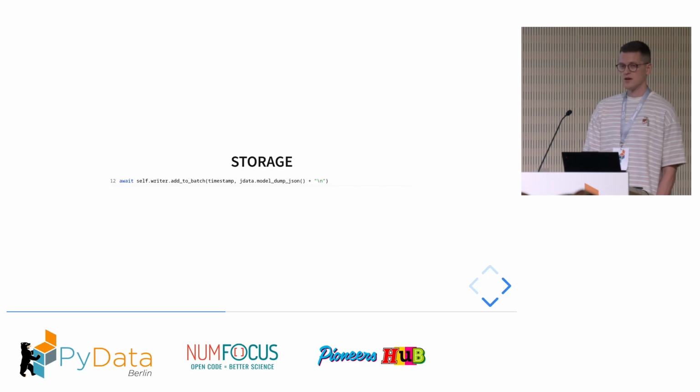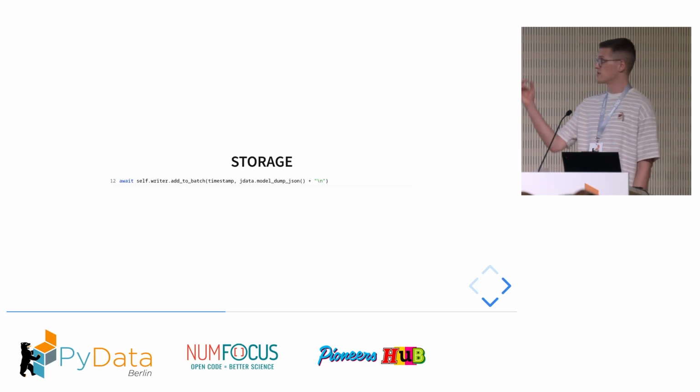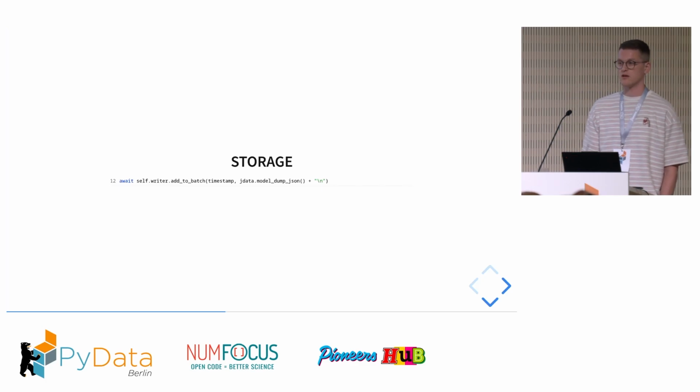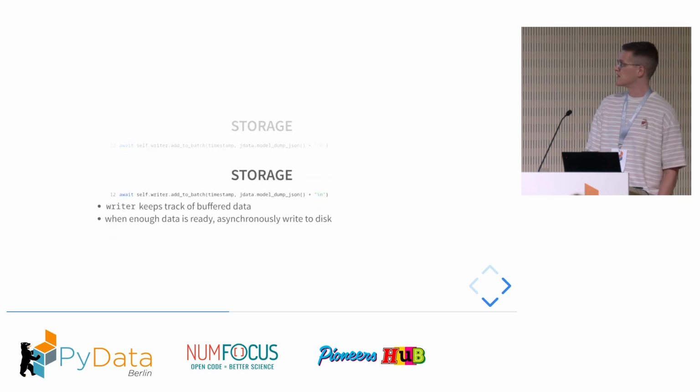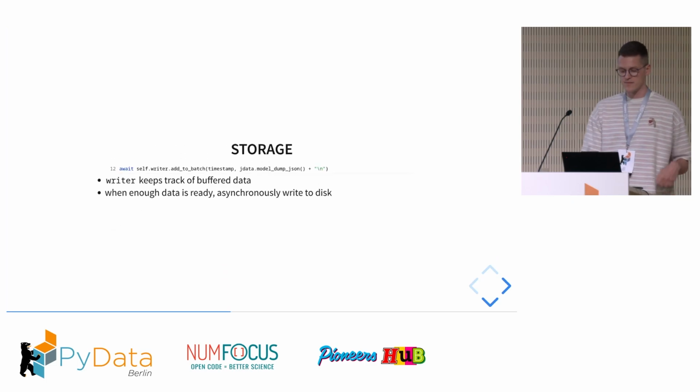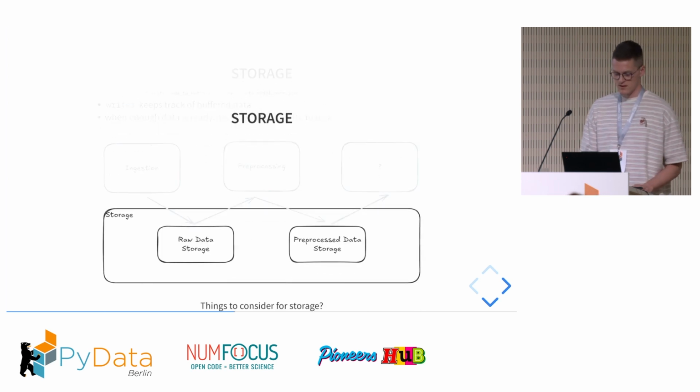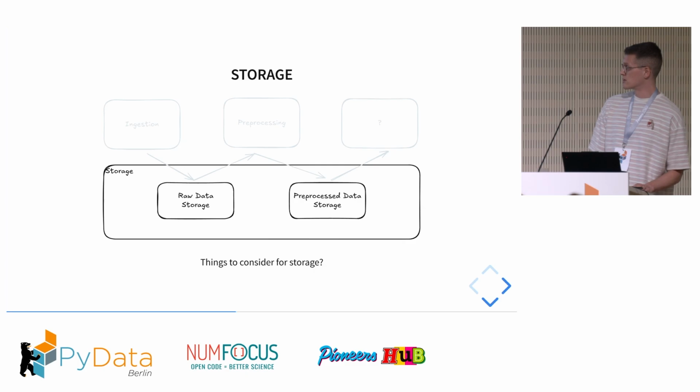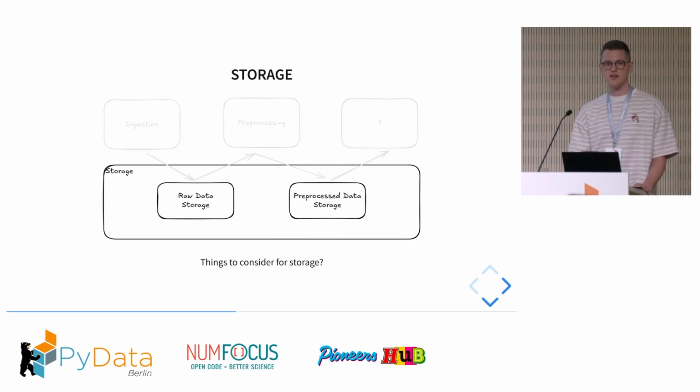Okay, coming to storage next. This is all we had as of now regarding our storage. It doesn't say much about the actual storage itself. It's just some abstraction, and it keeps track of some buffered data, and whenever enough data is ready to be written, we write it somewhere. So when we're talking about storage, the bottom part of this picture is what we're talking about. We have some raw data that we store. We might have some pre-processed data. We might even have some more processed data later on, or some transformations that are already happening.